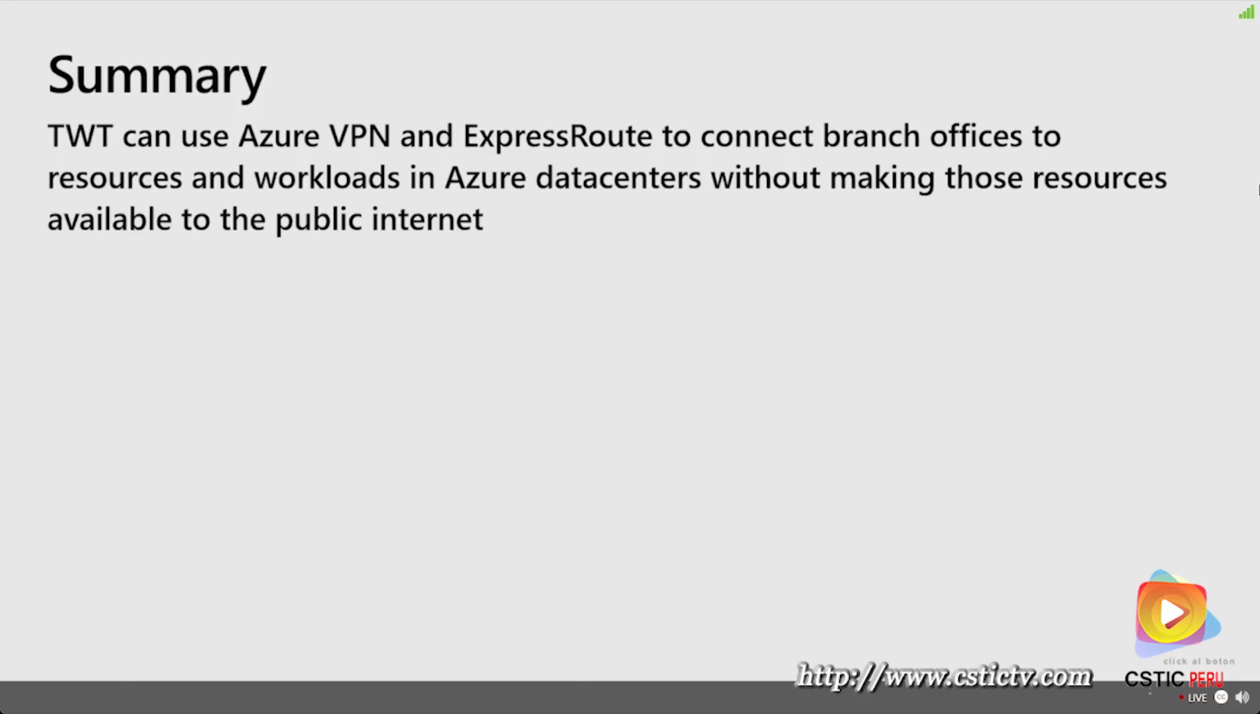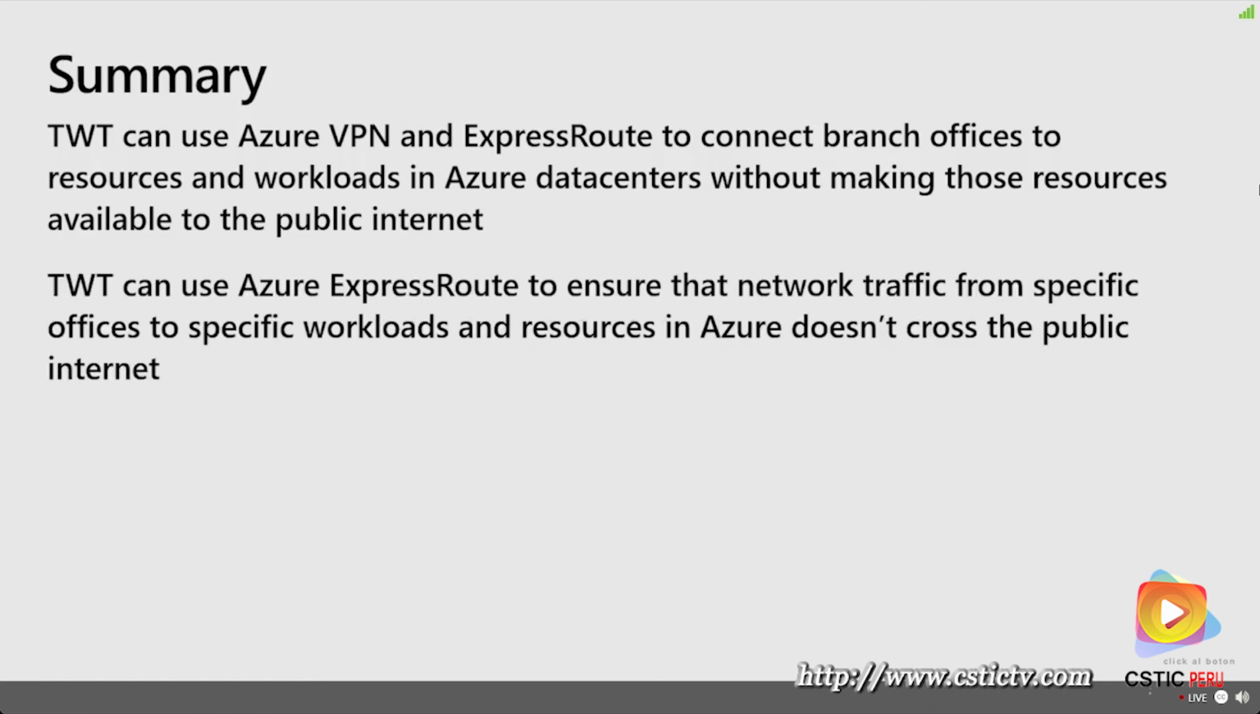This session has thrown a lot of complex terms at you because we've looked at both networking and hybrid identity. What we've ended up though is some scenarios where Tailwind Traders can use Azure VPN and ExpressRoute to connect their branch offices to those resources and workloads in Azure without making those cloud resources available to the public internet. They've also explored how they can use ExpressRoute to ensure that network traffic from specific offices into specific workloads and resources in Azure doesn't cross the public internet.